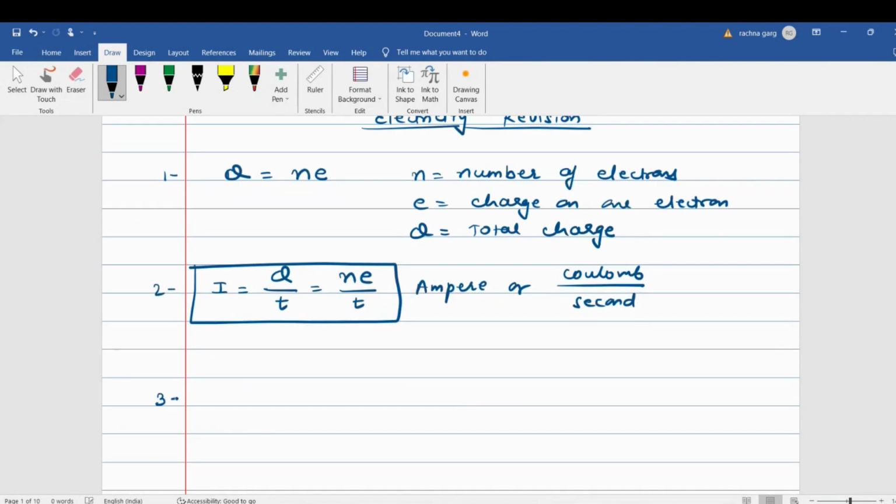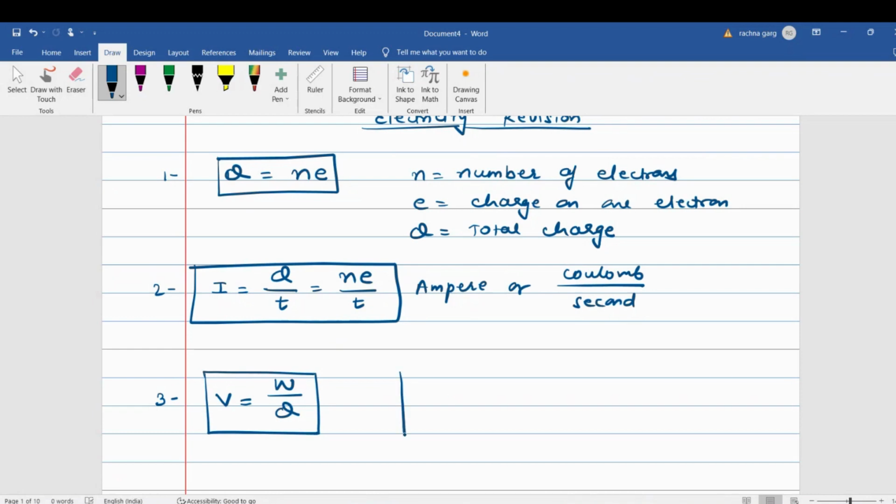Third formula. V is equal to W by Q. What is that? The potential difference between any 2 points in a given circuit is the work done in moving a unit charge from one point to the other point.